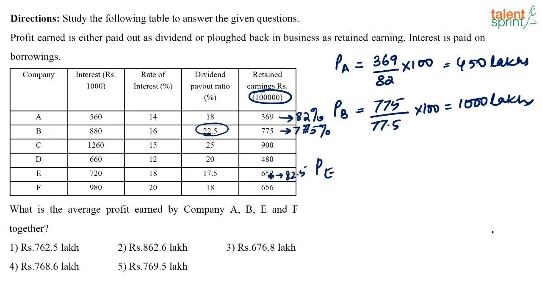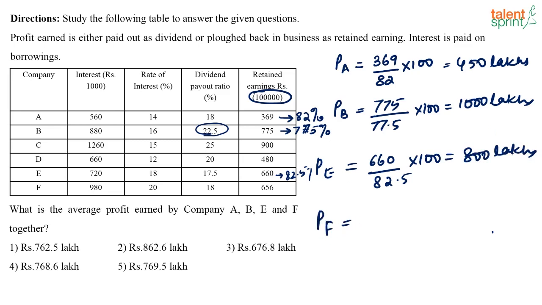82.5%, right? This 660 represents 82.5% of the profit. So what is the total profit? 660 divided by 82.5 into 100. So I think you will get this as 800 lakhs. And next you have profit of company F.